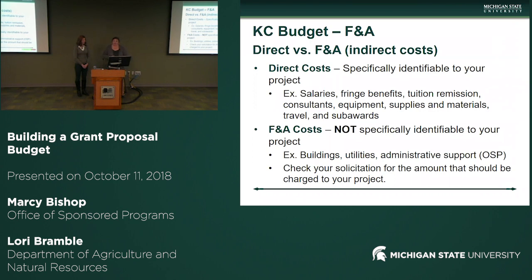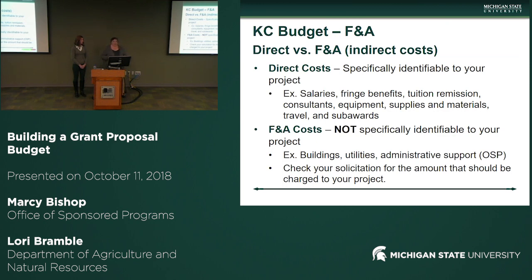So the direct costs are the things that we just talked about. Those things that are specifically identifiable to your project. And so it's the salaries or that percentage of effort that you entered in there. It's those fringe benefits that are also calculated at the same percentage of effort. Any tuition remission you put in for graduate students, which we just did. Your consultants who are working directly on your project. Your equipment, your supplies, your materials, your travel, and your subawards. So those are all considered your direct costs.